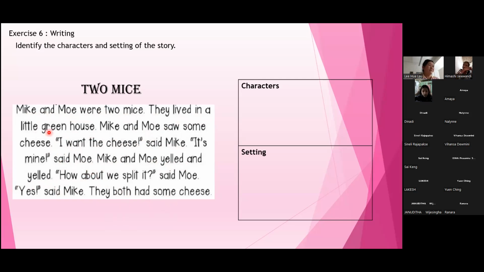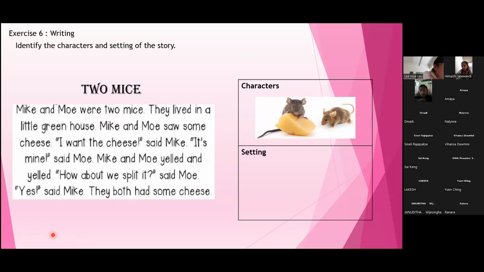All right, so this is a story. Who can tell me the characters of the story? Mike and Mo. And are they children? Are they adults? Are they elephants? They are mice. So the author here named her character, right? Yes. Mike and Mo are the characters of the story.